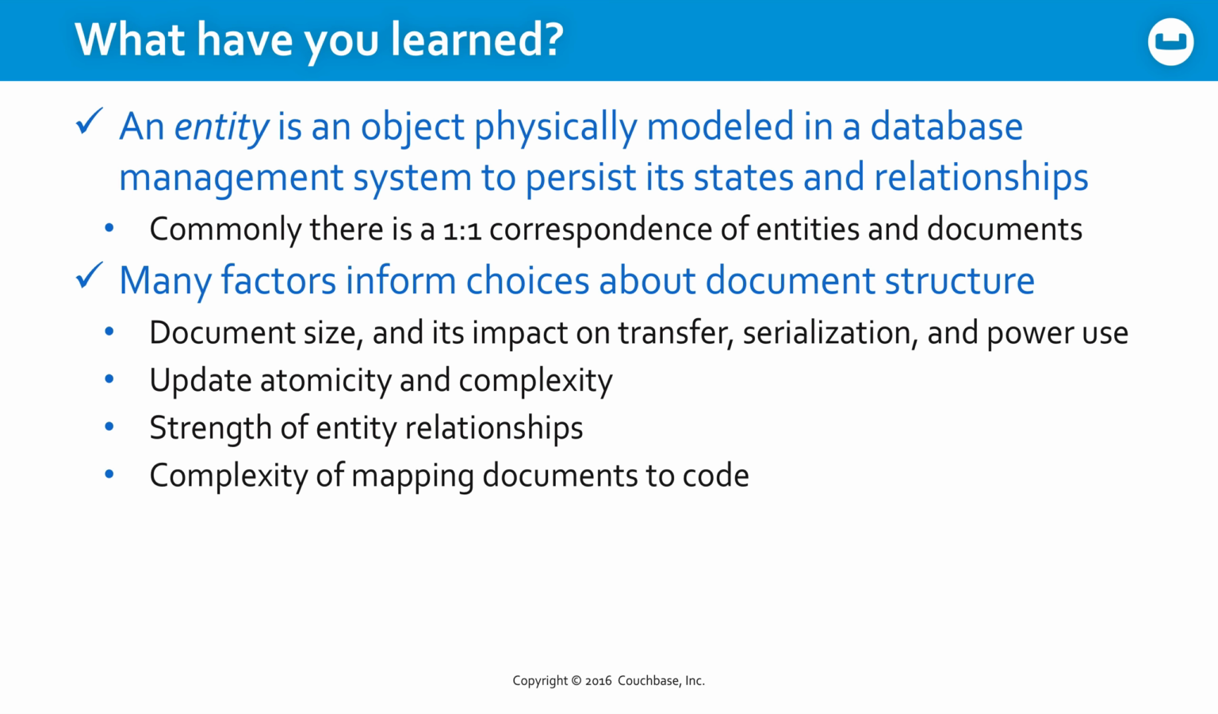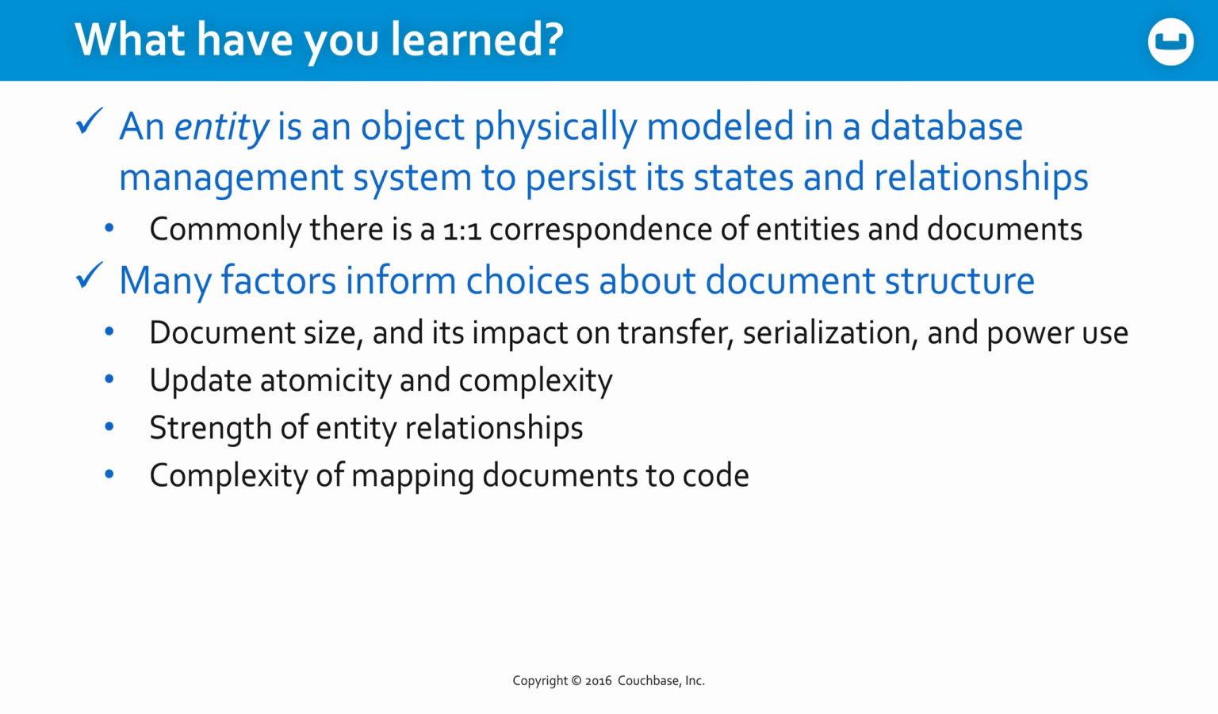There are a lot of factors that inform the choices you're going to make around document structure. What is the size of the document and what is the size of the document ID? What will the impact of these sizes be on transfer speed, serialization in your client, and overall power use if you're working in a mobile environment versus a server environment? Do you need to consider atomicity? Remember that although in Couchbase 4.5 you can perform updates on a whole document or on an individual attribute, if you have multiple related attributes that must update atomically, then you're going to want to place them in the same document and update them at the same time.